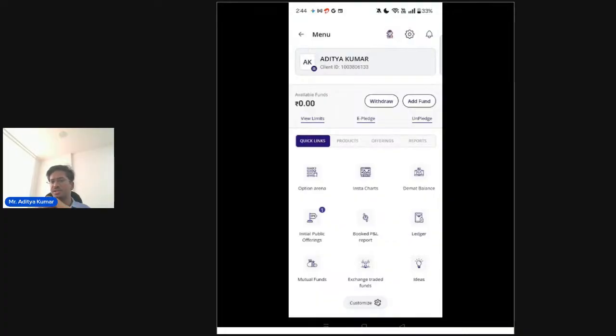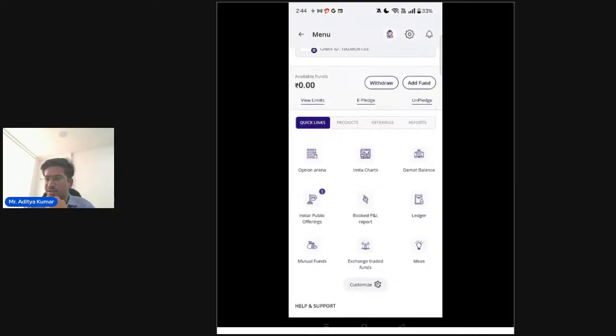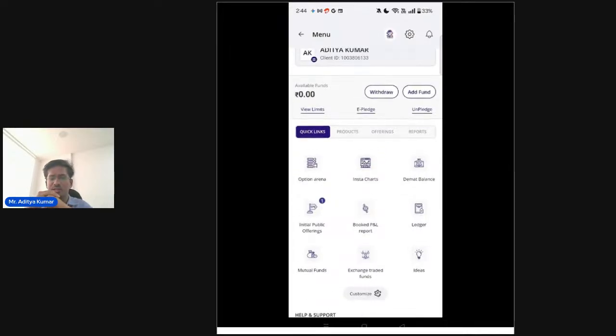The first thing you will see is your name, your client ID, and the total funds available in your account. You can also add and withdraw funds as needed. Then we have limits. This shows how much money you can use for trading or investing. It includes your available cash and any additional limits provided based on your holdings or margins.